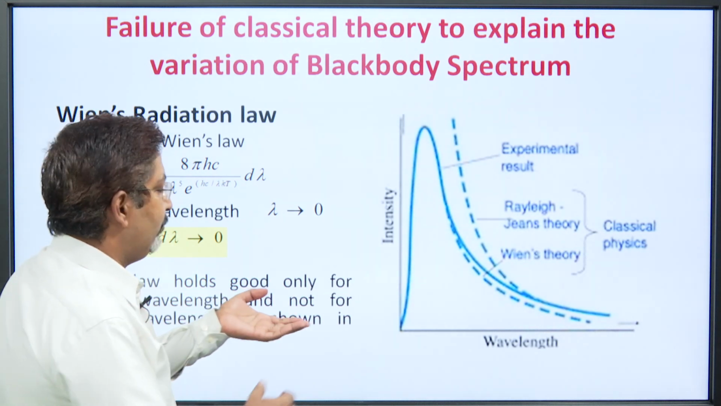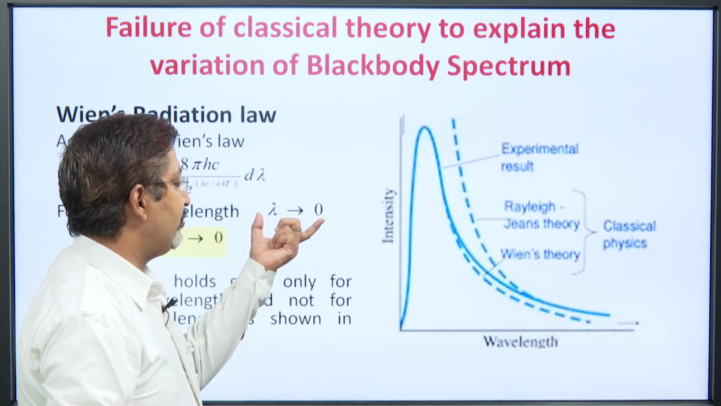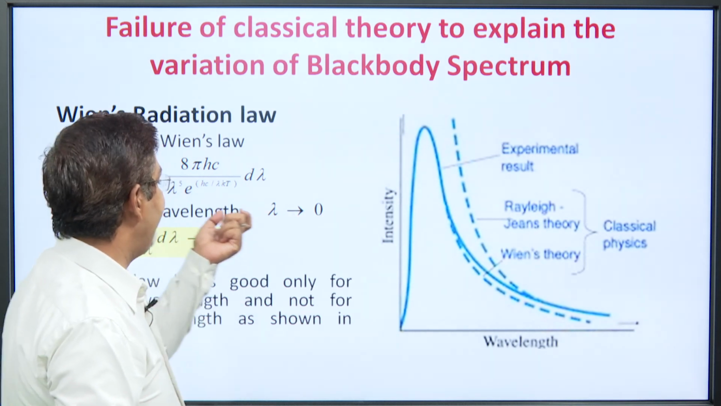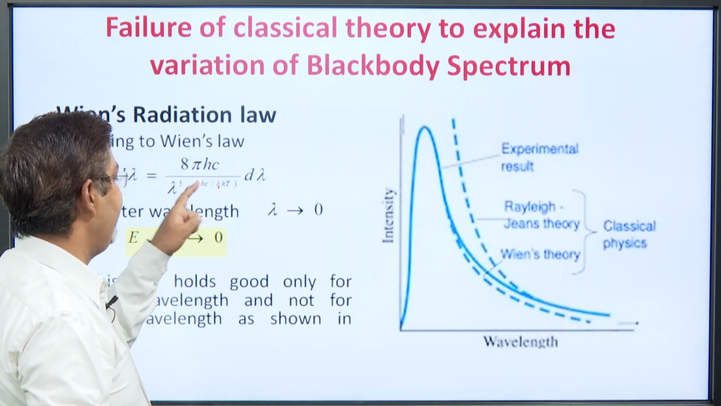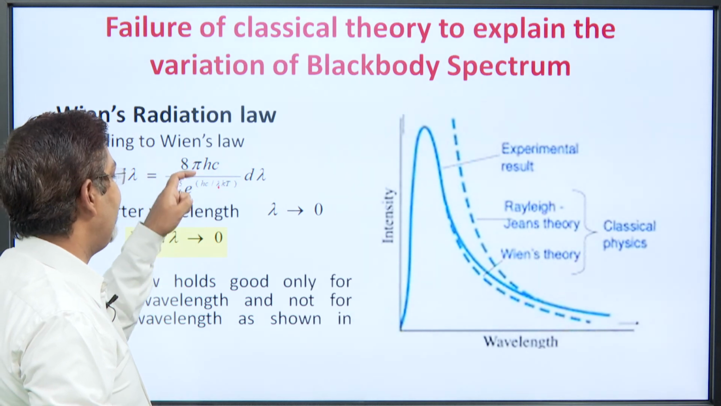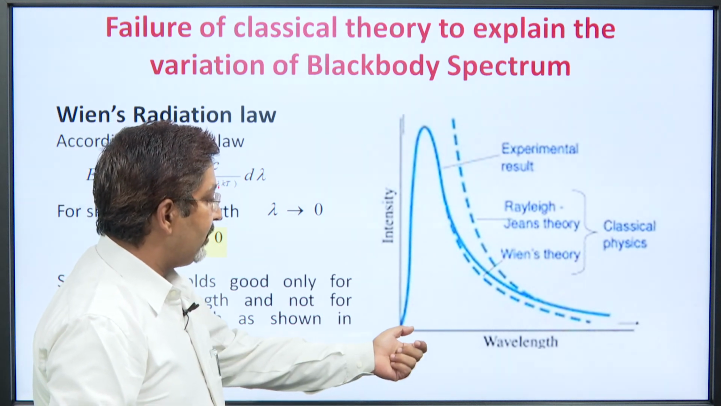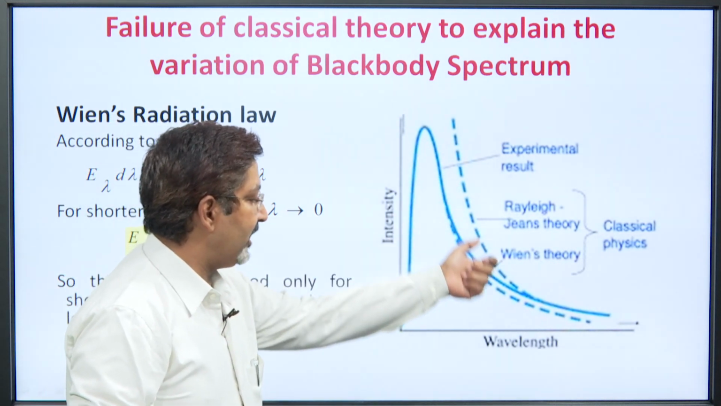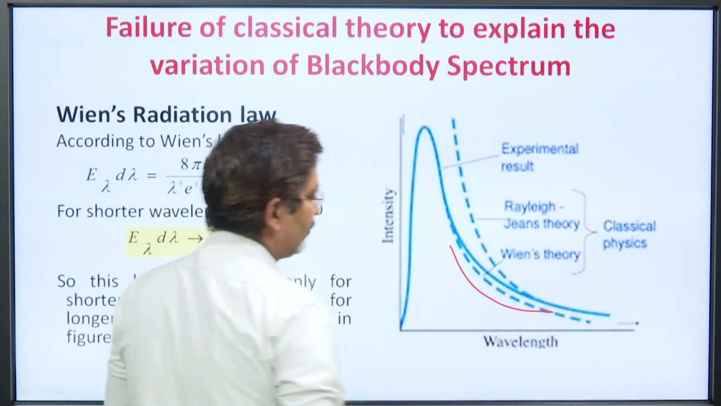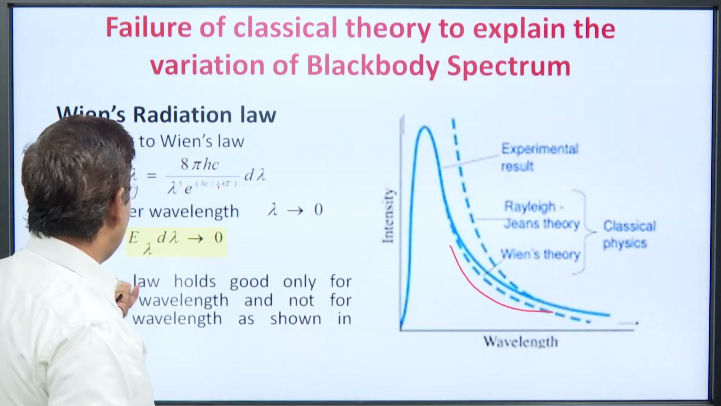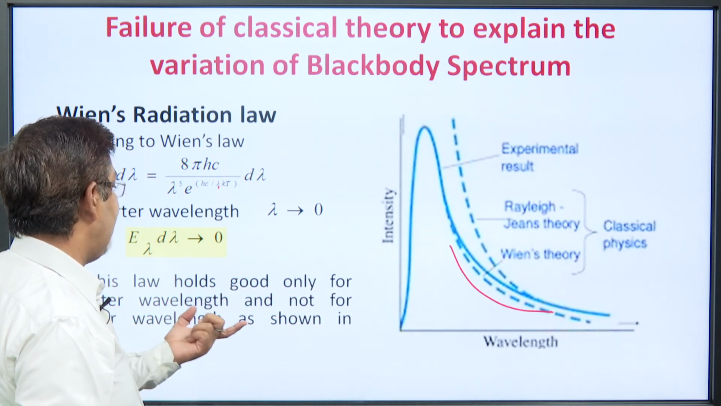Now, there are two corners here. For shorter wavelength, on this side where lambda tends to 0, E lambda d lambda is equal to 0, because it is e to power infinite, and 1 upon infinite is 0. That result matches the blue experimental curve for shorter wavelength, but for higher wavelength it deviates from the actual curve. So this law holds good only for shorter wavelength and not for longer wavelength, as shown in the figure.